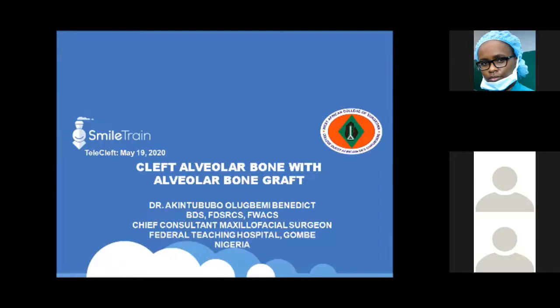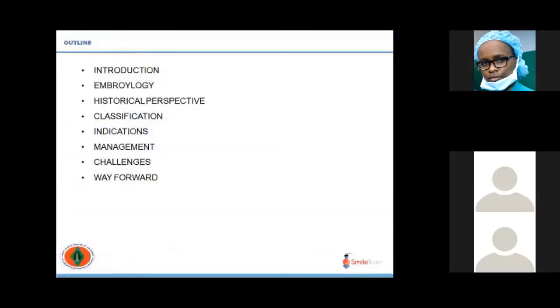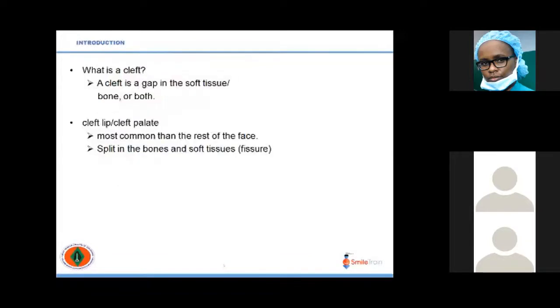I'm going to discuss alveolar cleft and alveolar bone grafts under the following outline: introduction, embryology, historical perspective, classification, indication for alveolar bone graft, management, challenges, and the way forward. I'm not going to talk too much about most of these aspects, like the embryology and anatomy, because most of the other lectures have covered them. So we go straight on to cleft.